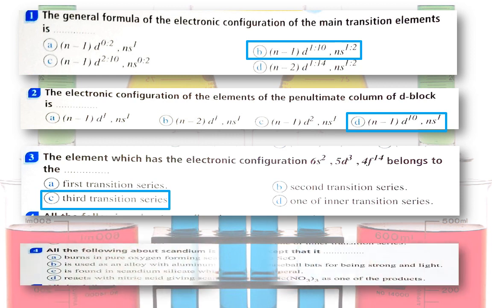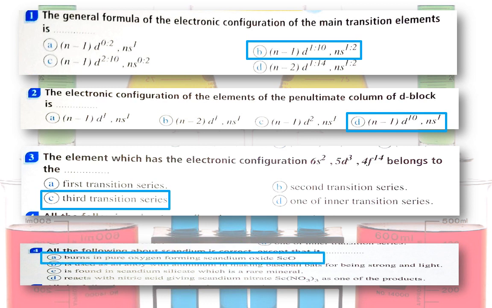Okay, another question. Question number 4. All of the following about scandium is correct, except. What do you think? Scandium has different properties from the first one. I think it's the right answer. Burns in pure oxygen, forming scandium oxide. Okay, it makes different forms according to burning completely or incompletely.